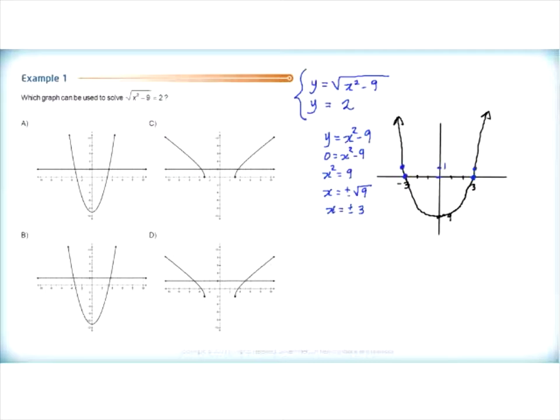The graph of the square root function will always be greater than the graph of the original function. So the square root function will veer off to the right and to the left for values of x less than or equal to -3 and x greater than or equal to +3. As well, we have to look at the line y equals 2, which is a horizontal line that passes through this graph at y equal to +2.